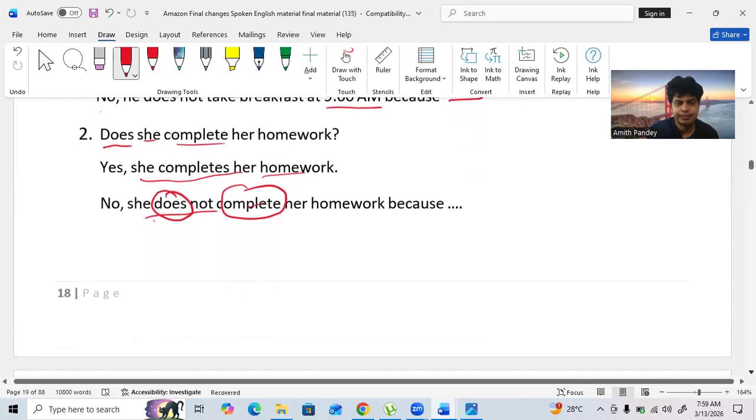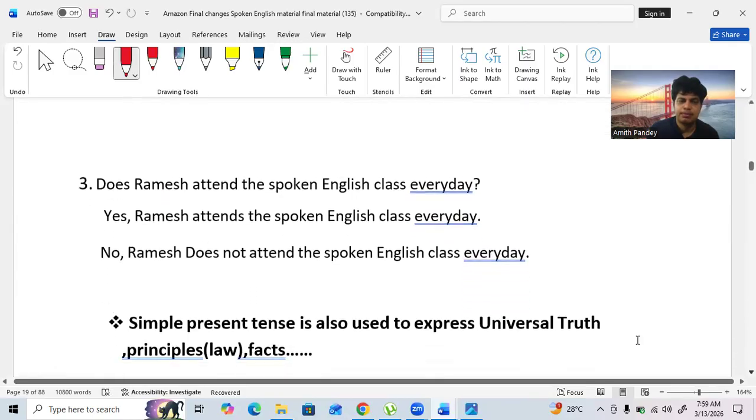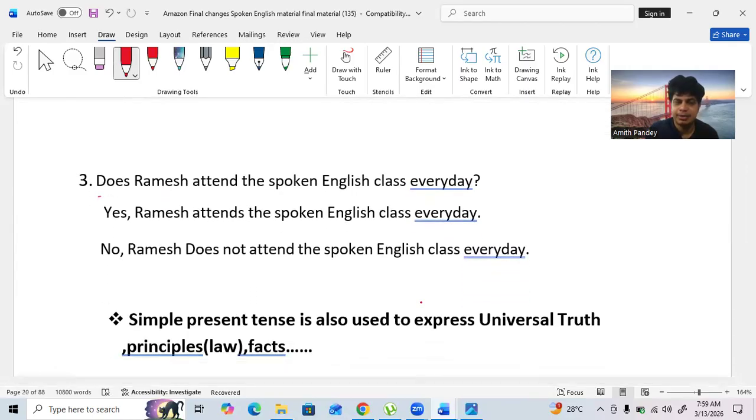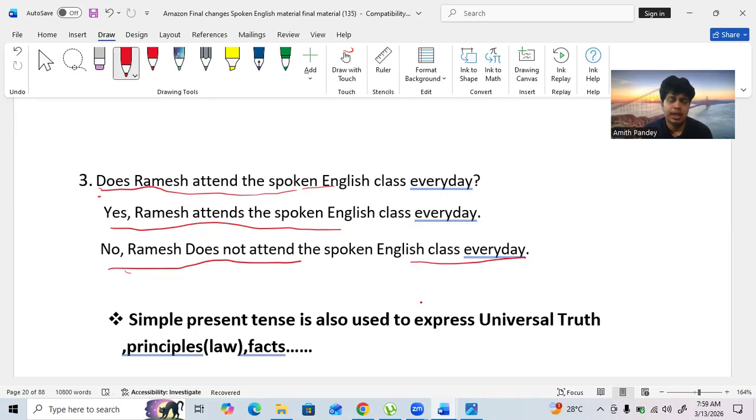Fine. Okay. So these are the things related to questions associated with do and does. So, does Ramesh attend the spoken English class? Yes, Ramesh attends the spoken English class. No, Ramesh does not attend the spoken English class every day because he can't find the time, or he attends only the weekend classes. Okay.